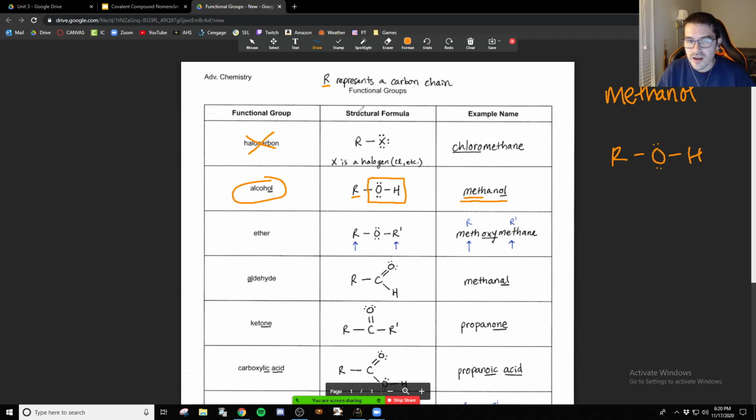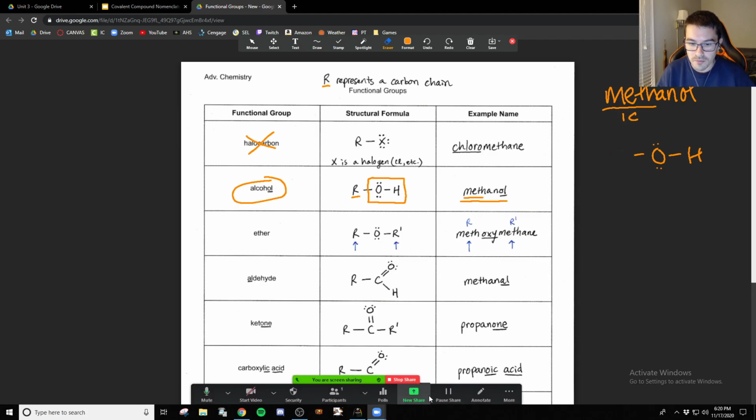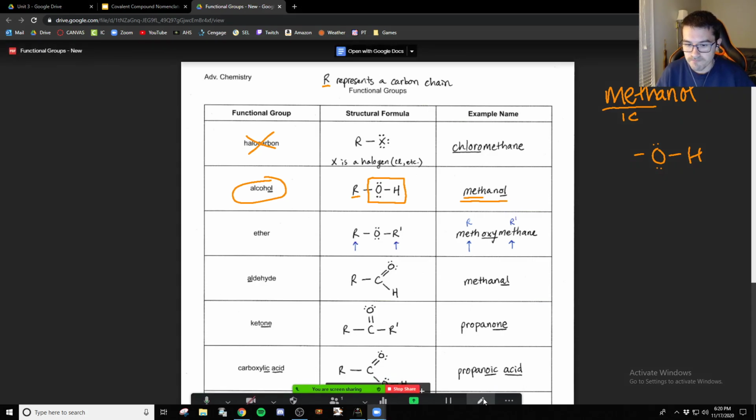All right, now like I mentioned, R represents a carbon chain. How long is this carbon chain? Well, for methanol, meth stands for one carbon, so that R there is just going to stand for one carbon, okay?